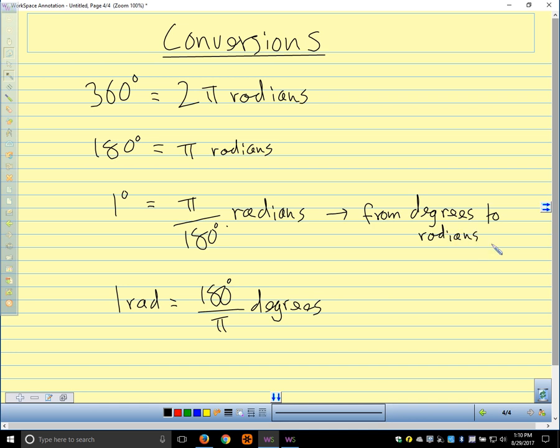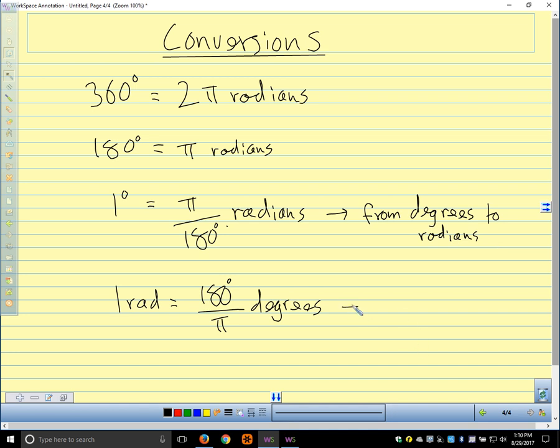And what I think about with this one is, if we multiply this by some number of degrees, the degrees in the numerator and denominator, those units cancel out, and I'm left with radians. So I'm thinking of the units canceling out.